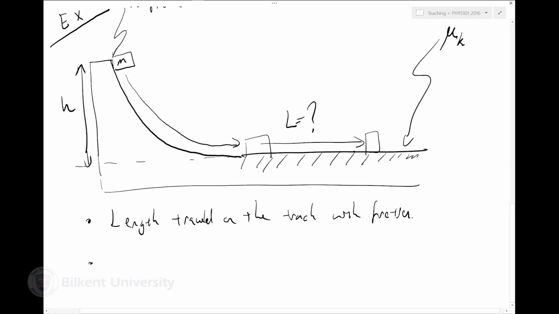The second question is how long does the whole motion take? Okay? Let's solve the first part.